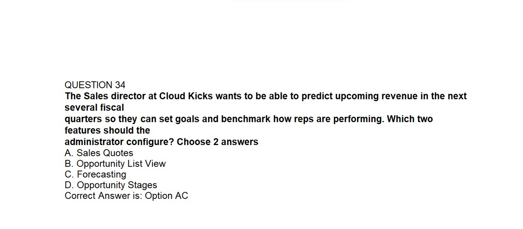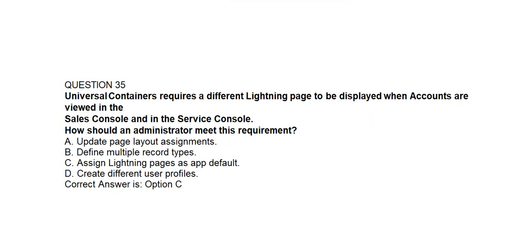Option A. Sales quotes. Option B. Opportunity list view. Option C. Forecasting. Option D. Opportunity stages. Correct answer is option A and option C. Sales quotes and forecasting.